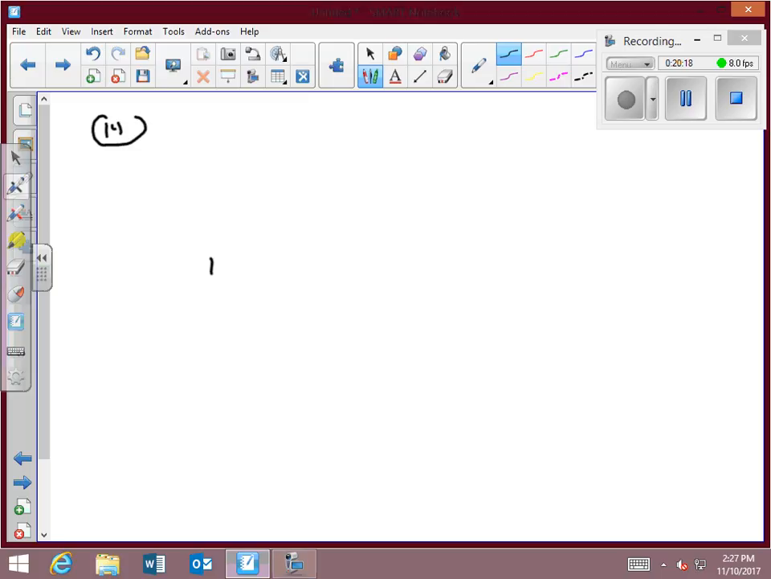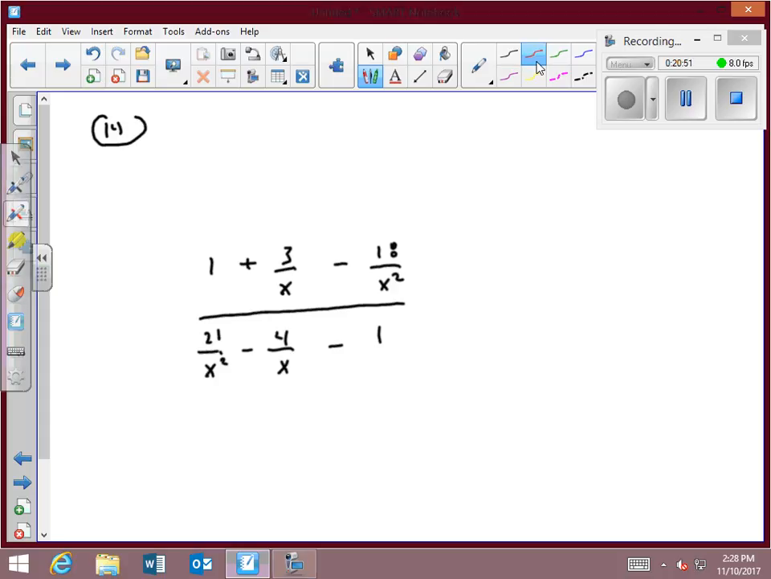So it has 1 plus 3 over x minus 18 over x squared, all over 21 over x squared minus 4 over x minus 1. Okay. Now, what is the common denominator of every denominator? Yes. x squared, right?